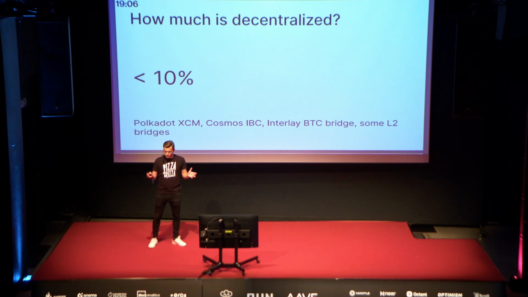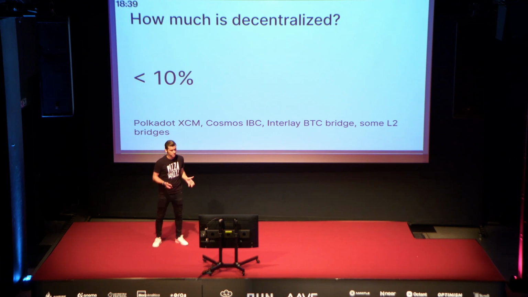But if we look at bridges today, and last week I measured, right, in the last 30 days, we had over $10 billion moved between different chains. And less than 10% of this volume was actually decentralized, and that's only thanks to some app chain networks like Polkadot, Cosmos, L2 bridges, and also the Intelay Bitcoin bridge sneaking in there. But that's about it, right? Most other bridges are centralized today.